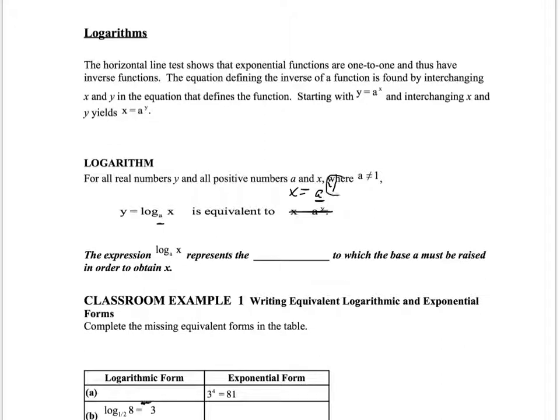Now the exponent that we have in exponential form becomes the answer when it is in log form, because remember, a log is simply a tool for solving for an exponent. That would mean the answer when it is in exponential form becomes what we call the argument in log form. That is the value that follows the base when it is in log form. So the expression log base a of x simply represents the exponent to which the base a must be raised in order to obtain x.